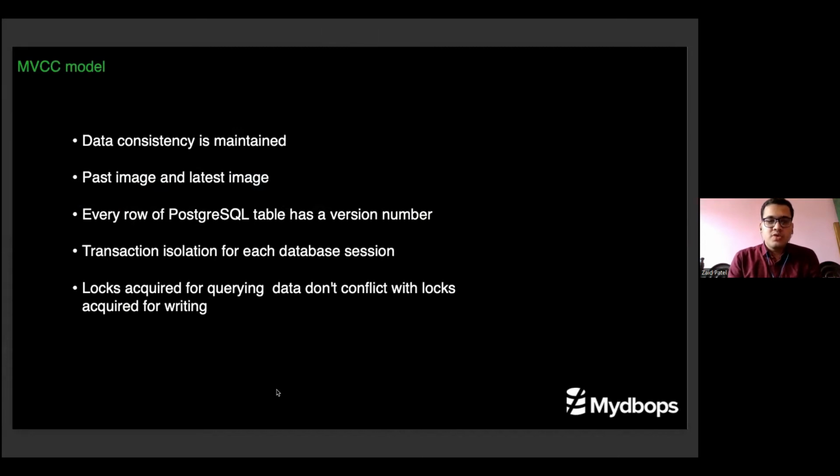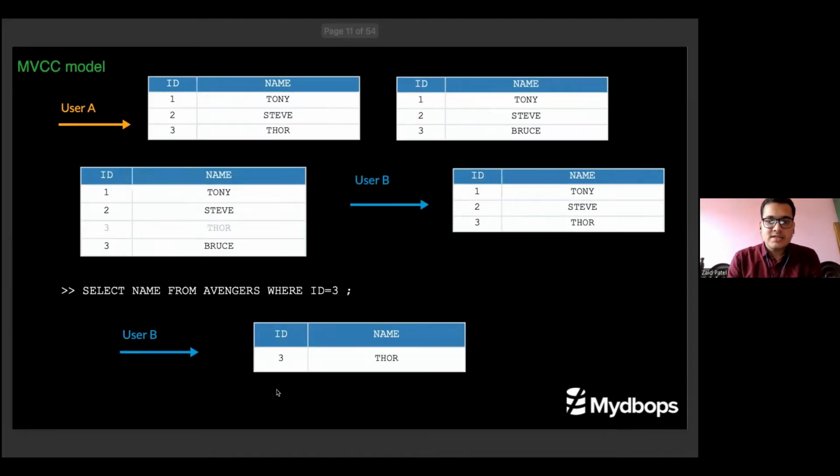So through this, data consistency is maintained. To support concurrent users, Postgres maintains a past image and a latest image of the data. As you can see, for user A, the row number 3 has the name Bruce, which is the latest version of the data, whereas user B is viewing the past version of the data, which is Thor.